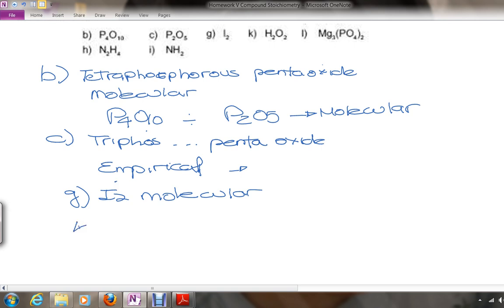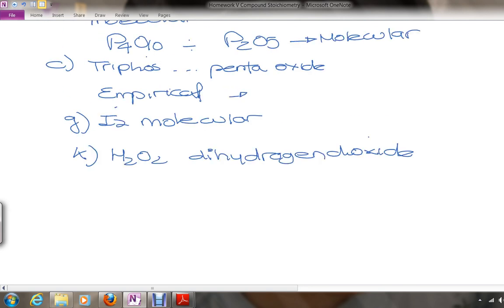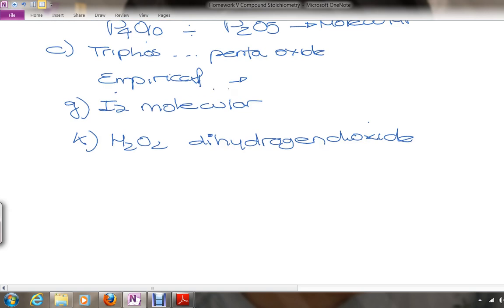Now let's get to H2O2, and it's going to be K. H2O2 is dihydrogen dioxide, and it's hydrogen peroxide. It's a peroxide, and we see it because it has the O2 here. So is it empirical or molecular? It is molecular. So the empirical would be HO, a ratio of 1 to 1.